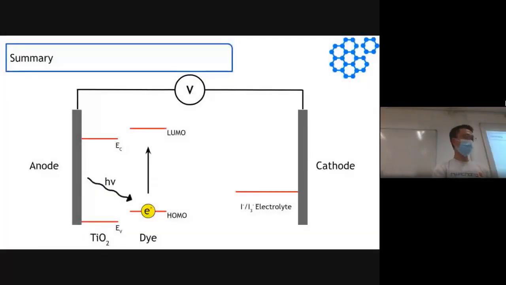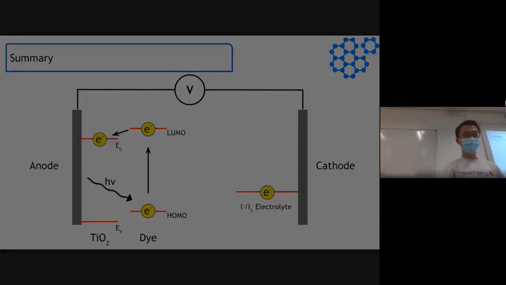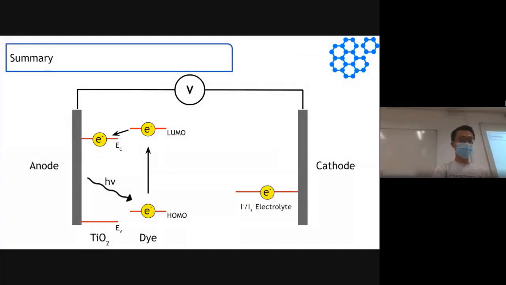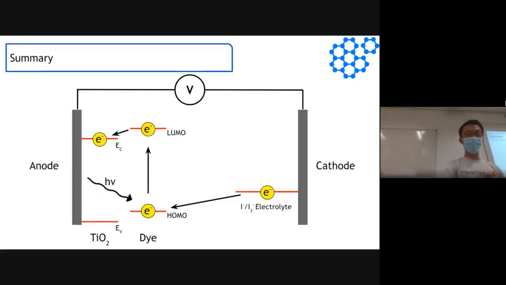So in summary, the electrons in your HOMO gain energy from a photon and rise to the LUMO, and then they drop to a lower energy in the conduction band of your titanium dioxide, travel through the external circuit and get back to the electrolyte, and they go back to the HOMO of the dye. And the difference between the energy levels is the voltage that you will get.